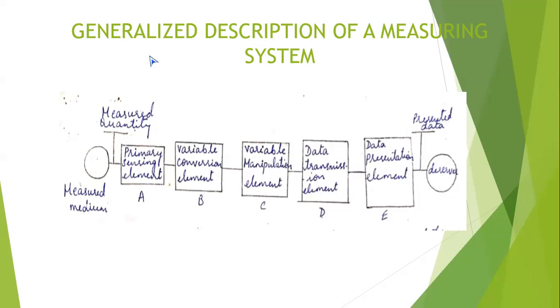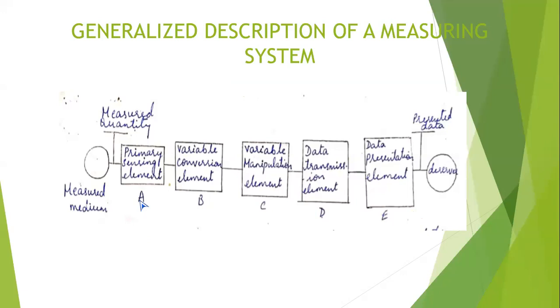Explain briefly with the block diagram, generalized description of a measuring system. You have this question in the examination for 10 marks. First, write the block diagram and explain the following 5 blocks with your own sentences.